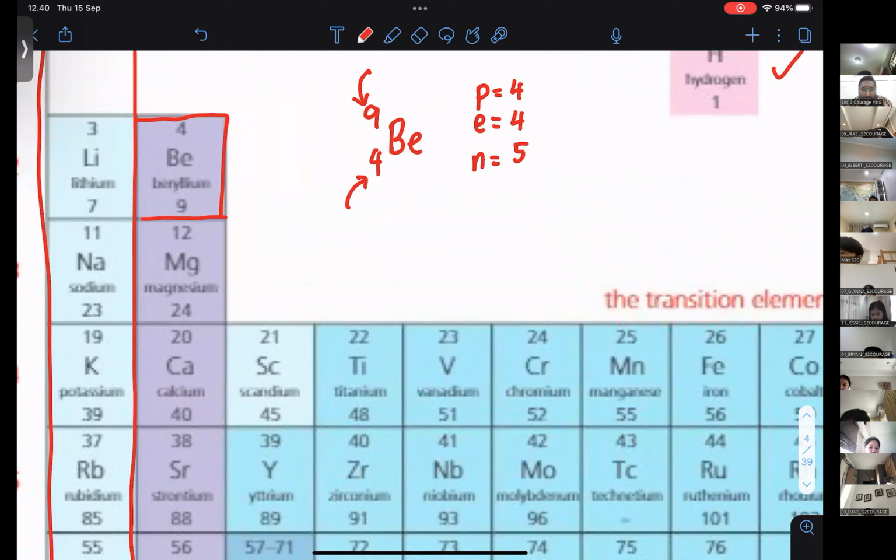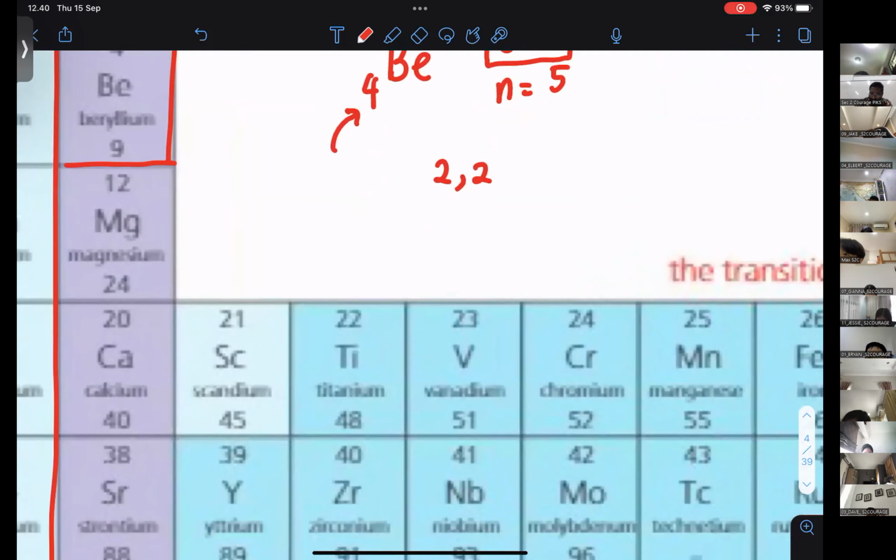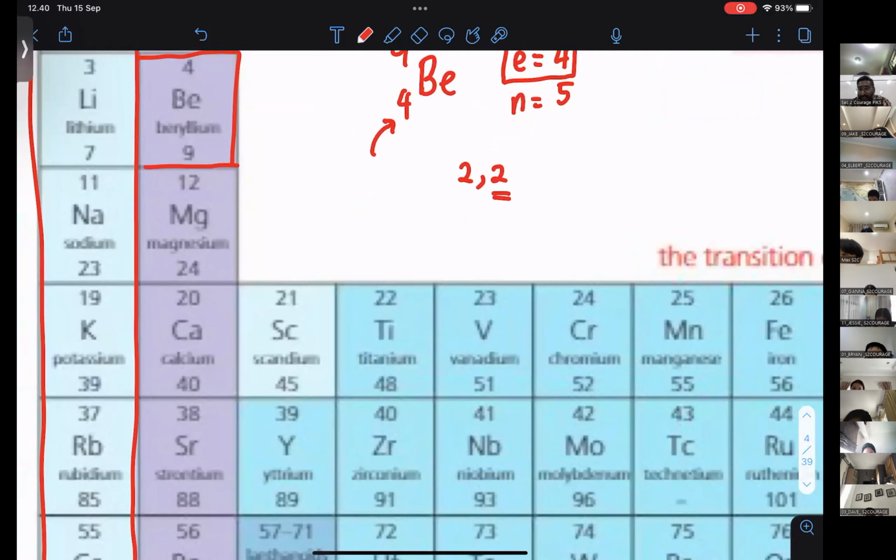And if I want to write down the electronic configuration for beryllium, I will look at this value only, which is 4. You put 2, 2. Remember, the first shell must have a maximum of 2 electrons, then followed by 8, 8, 8, and so on. So you have 2 and 2. Now, the last electron over here is going to be known as the valence electron. And this valence electron is going to be 2.